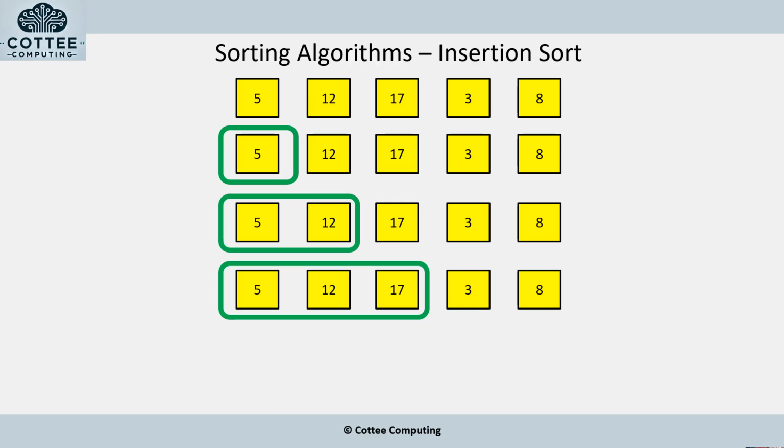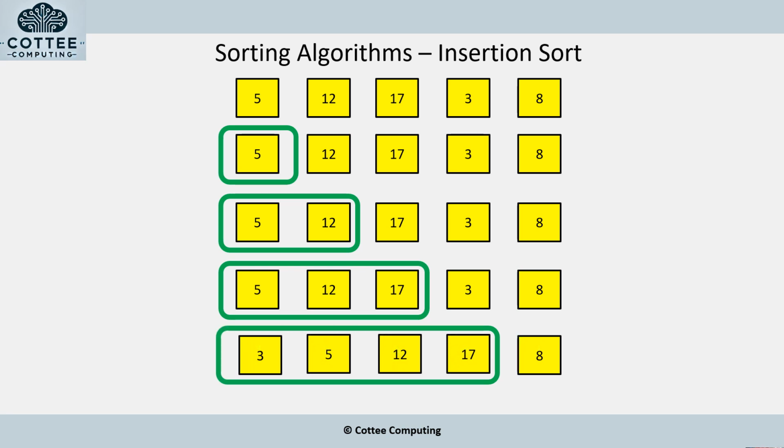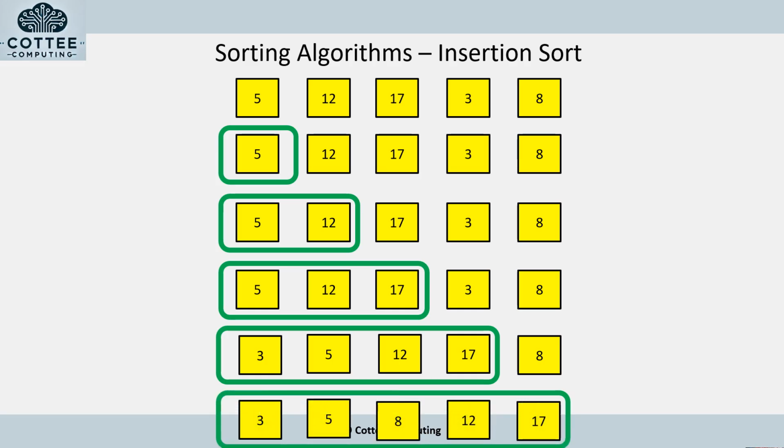Now we've got 3, so we insert 3 into our sorted list. So 3 would go to the left of 5. And then we've got 8 to finish it off, so that would be going between the 5 and the 12. So we shuffle everything around and we've now got our sorted list. And that is all insertion sort is.